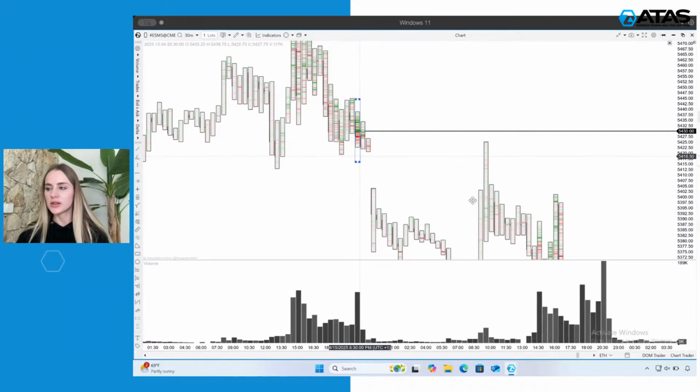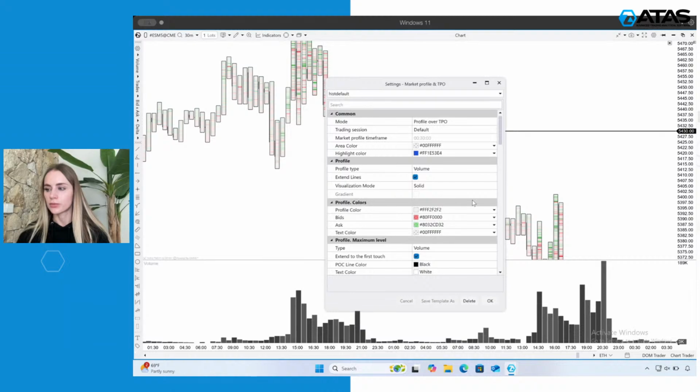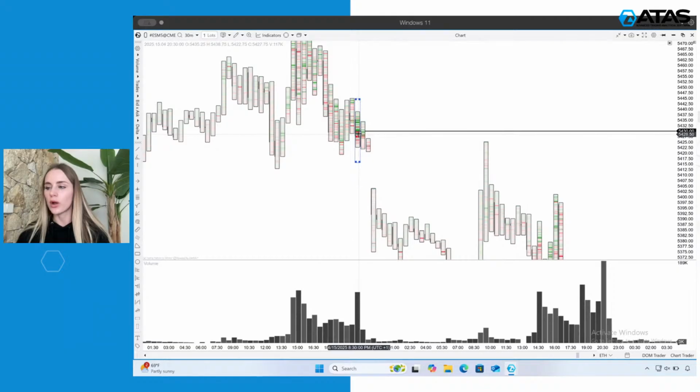And if you go into the settings of this tool, you can choose the profile type into delta, and then it's going to show you where was the biggest disbalance between buyers and sellers in this very candle. So you can see how the price comes almost to the same zone.